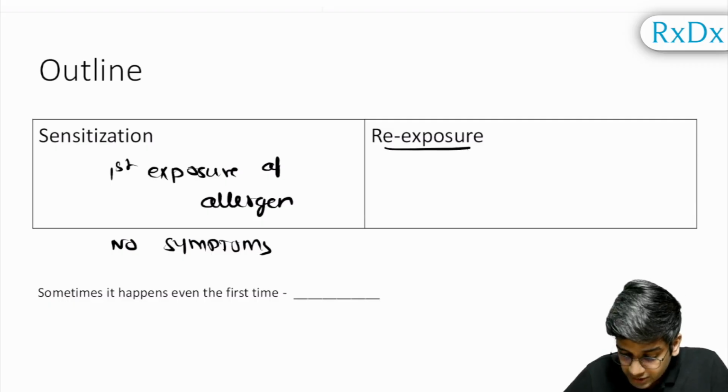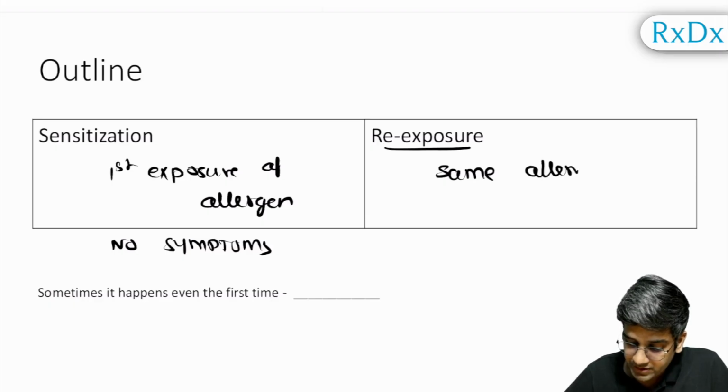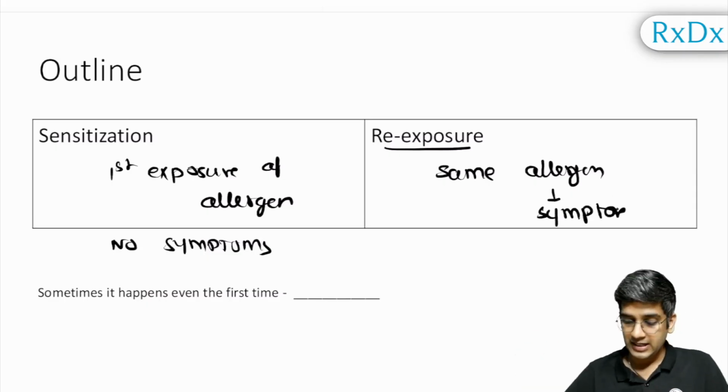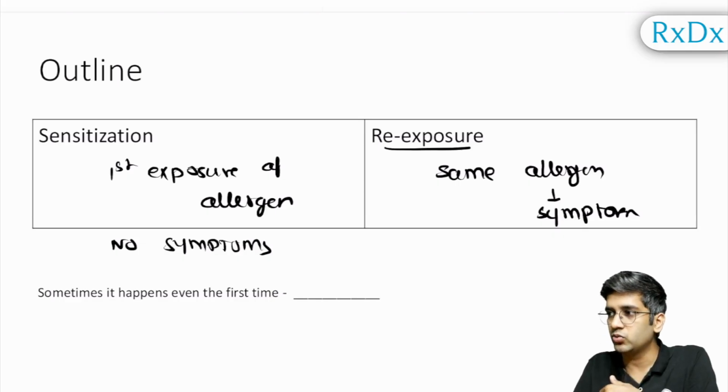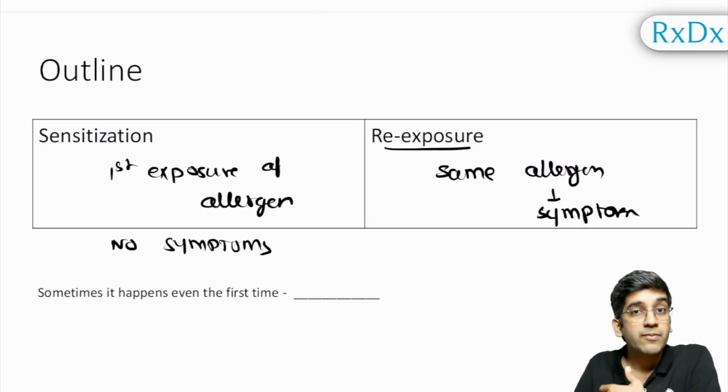Here, re-exposure of the same allergen will obviously result in a symptom. But remember, if I'm going to have a second allergen, let's say, for example, pollen grain is an allergen, everyone knows that. And also, let's say I am allergic to perfumes. Perfume also, for the first-time exposure, I won't have a symptom. Only re-exposure will trigger a symptom. This is unique for every allergen.